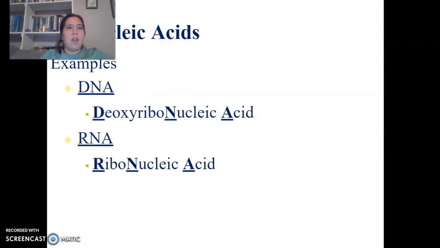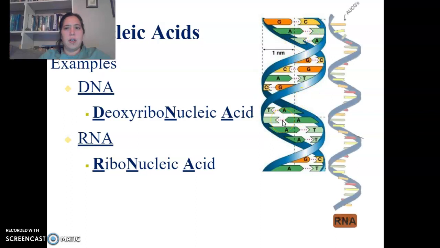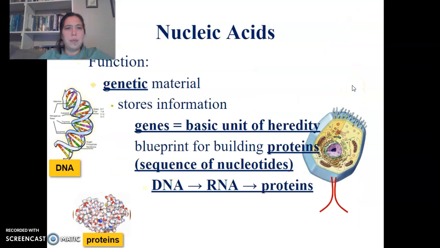And if you'll recall, there were two types of nucleic acids that we identified: the DNA, or deoxyribonucleic acid, and RNA, or ribonucleic acid. And you can see where those abbreviations come from. So here we have a strand of DNA, and notice that it is double-stranded. And then we have our RNA, which is a single strand over here. And again, the function of nucleic acids is to act as genetic material, to store information known as genes, and this is the basic unit of heredity.